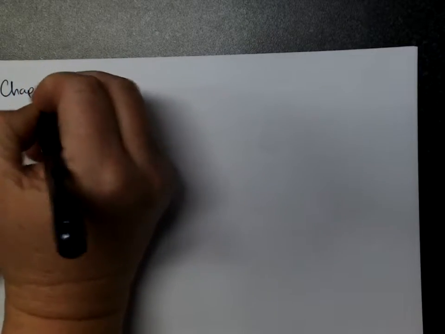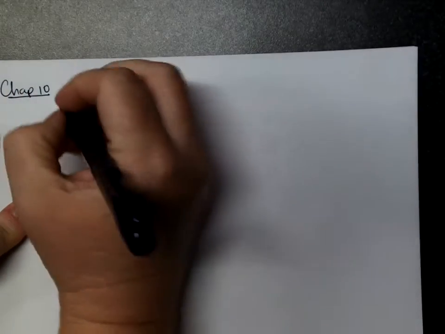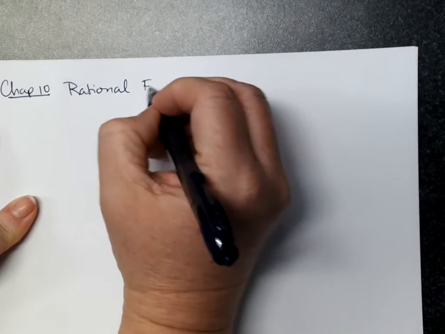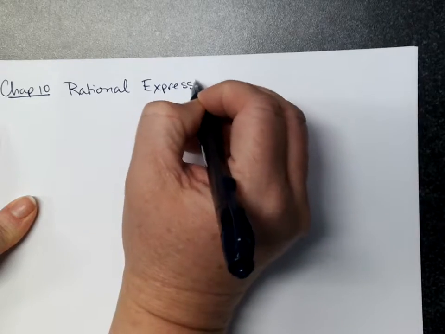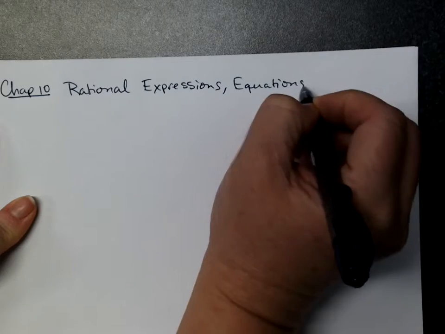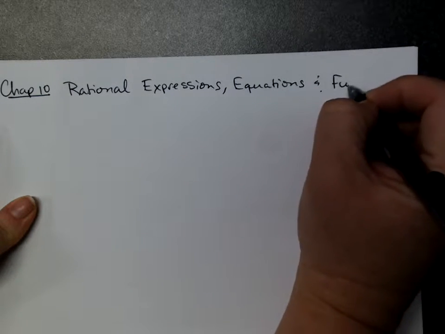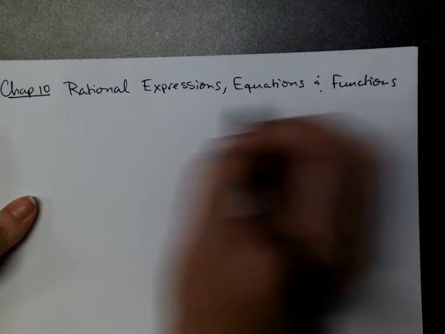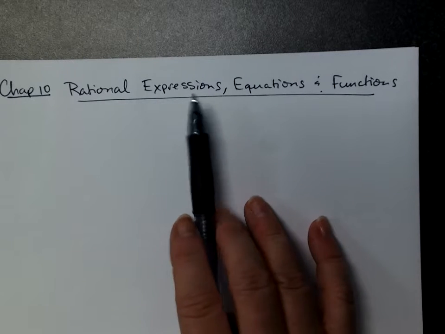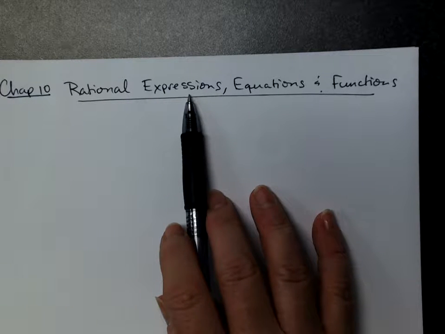So we're working in Chapter 10. And Chapter 10 is specifically about rational expressions, equations, and functions. Okay. Now remember, an expression doesn't have an equal sign. Okay. An expression doesn't have an equal sign. You can't solve it. Okay.